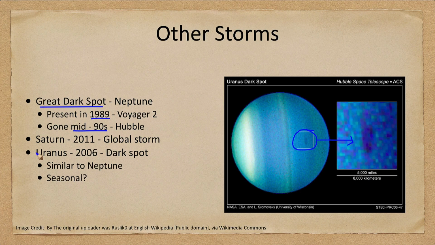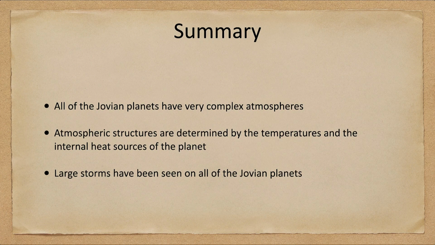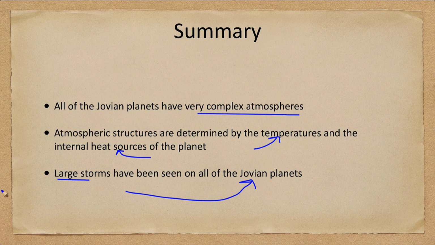But we do see that these storms are present every place we look in the giant planets in the solar system. So let's go ahead and finish up with our summary. What we've looked at this time is that the Jovian planets have complex atmospheres. The structures are determined by the temperatures and internal heat sources of the planets. And large storms have been seen on every single one of the Jovian planets. So not just the Great Red Spot on Jupiter, but other planets as well.